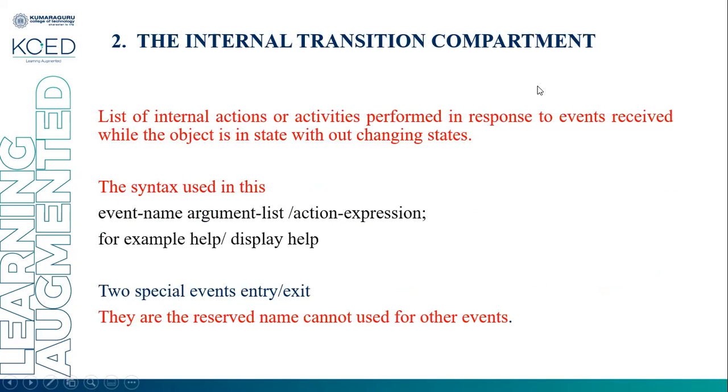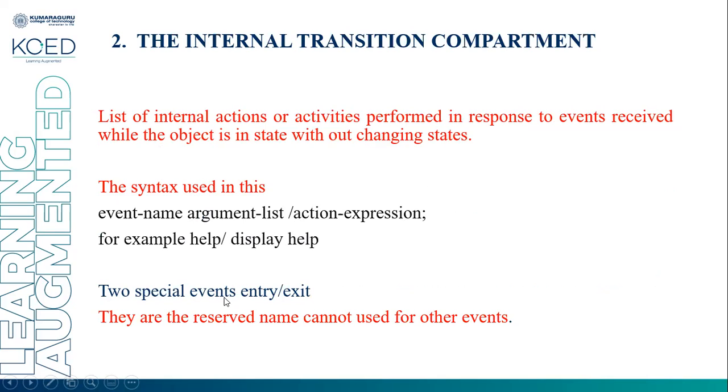The internal transition compartment lists the internal actions or activities performed in response to an event received while the object is in a state, without changing the state. The syntax used is event name, argument list, or action expression. For example, help is an event name and the action expression is display help. If you give a help event, help should be displayed.